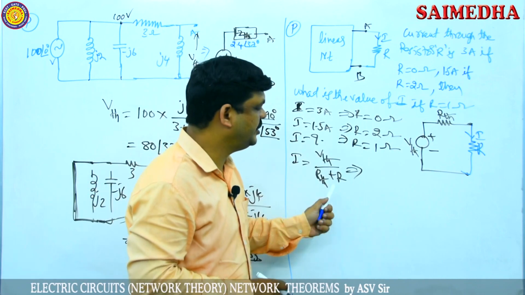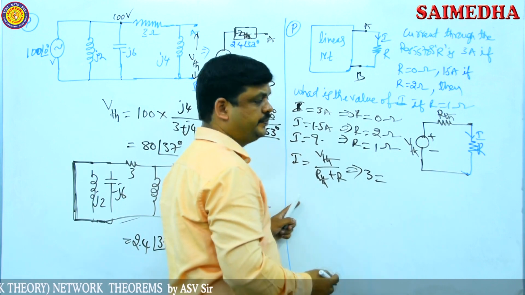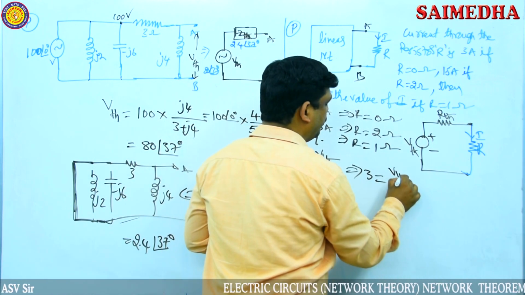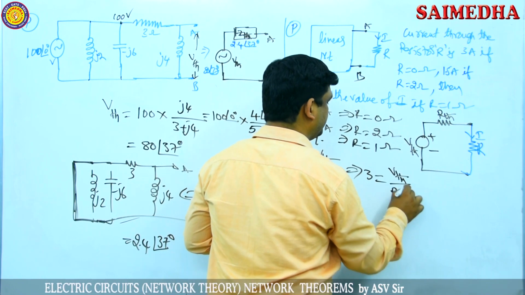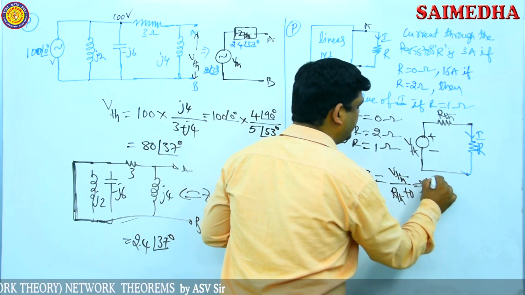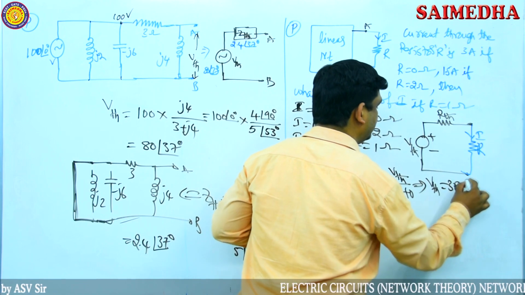Now substitute the given condition in this. Current is 3 amperes, so 3 is equal to V Thevenin by R Thevenin plus 0, substituting R equal to 0. Then directly this gives V Thevenin is equal to 3 into R Thevenin. This is one condition.